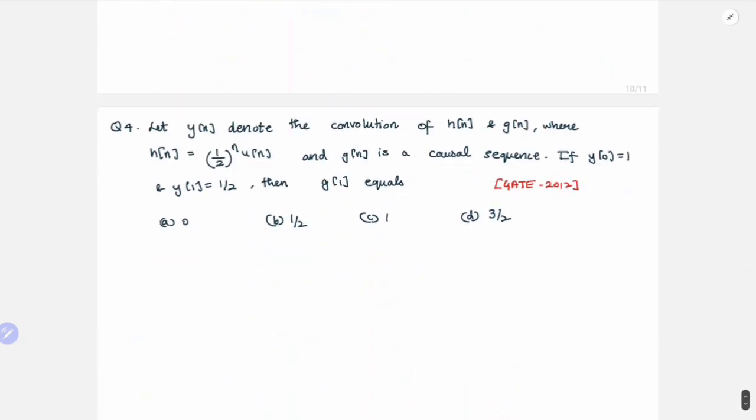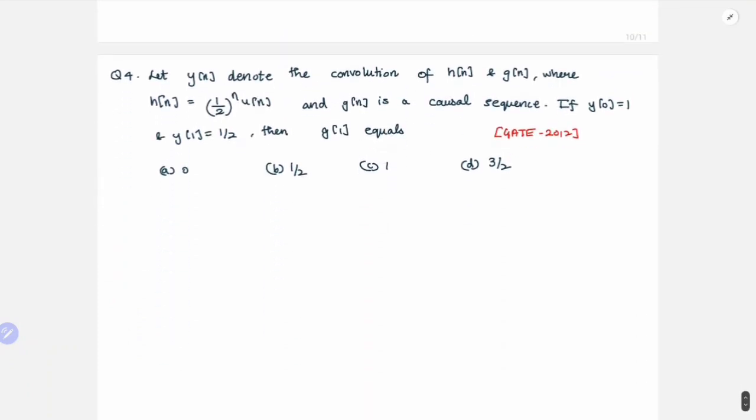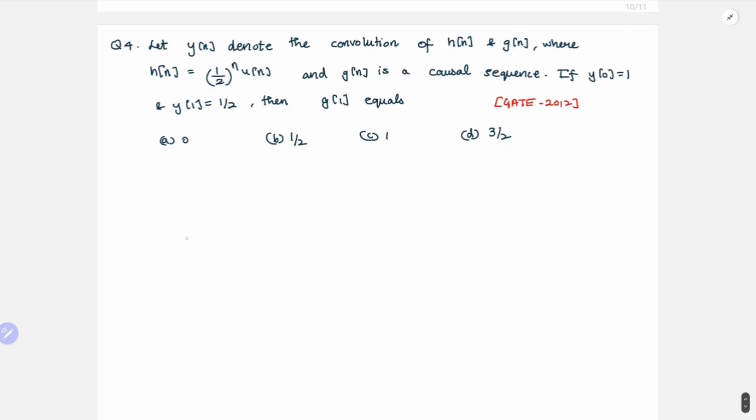Okay, moving on. I think this is our last question. Let y of n denote the convolution of h of n and g of n, where h of n is equal to 1 by 2 power n u of n, and g of n is a causal sequence. If y of 0 is equal to 1 and y of 1 is equal to 1 by 2, then g of 1 equals? Okay, this is again straightforward.